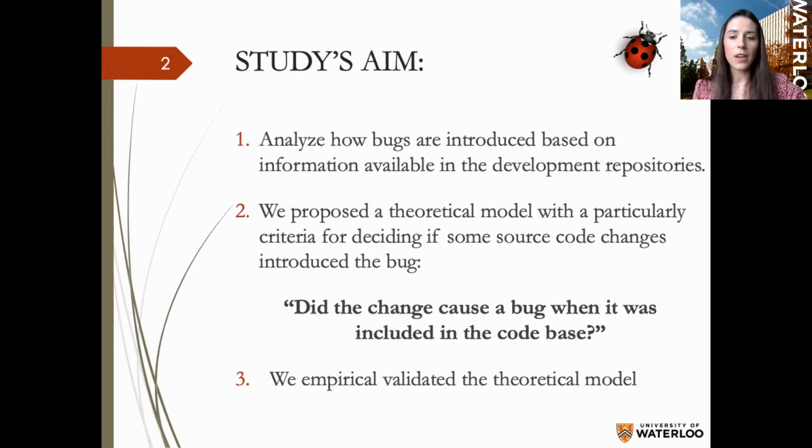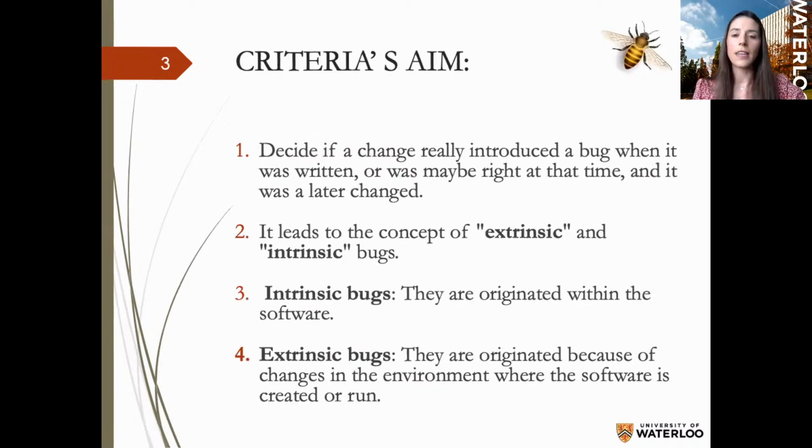In the paper, we have proposed a theoretical model with a specific criteria for deciding if some change introduced a bug. The criteria is, did the change cause a bug when it was included in the code base? Finally, we operationalized our proposed model and empirically evaluated it in 2 open source projects to find the origin of 116 bugs.